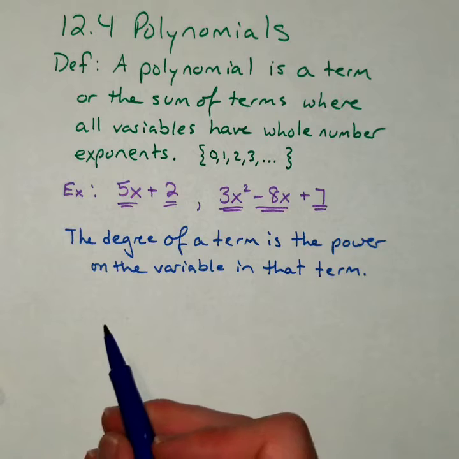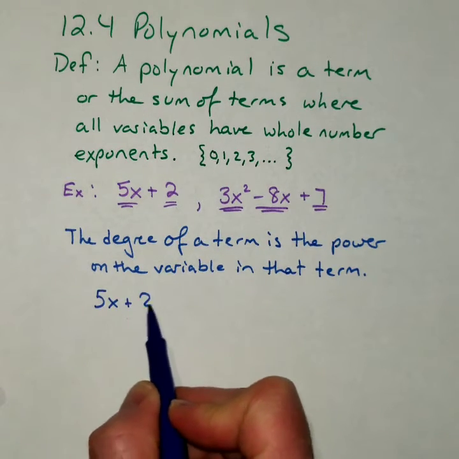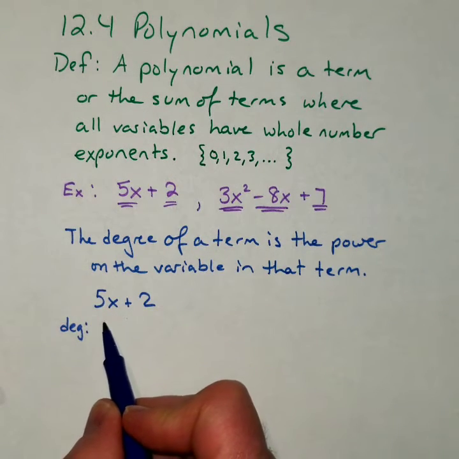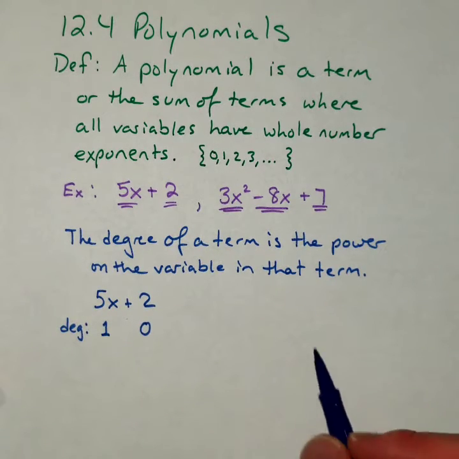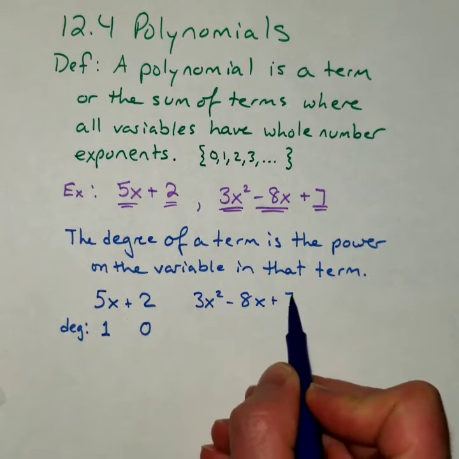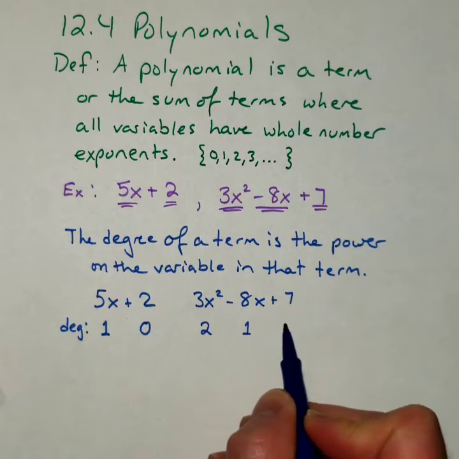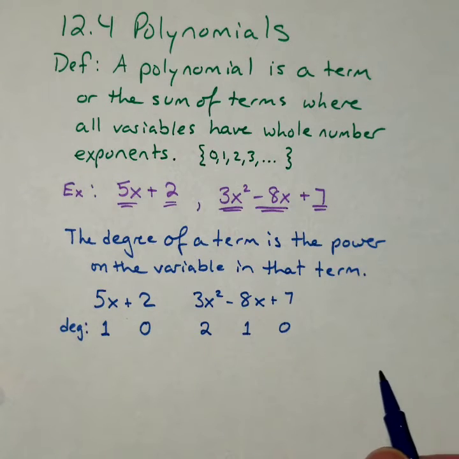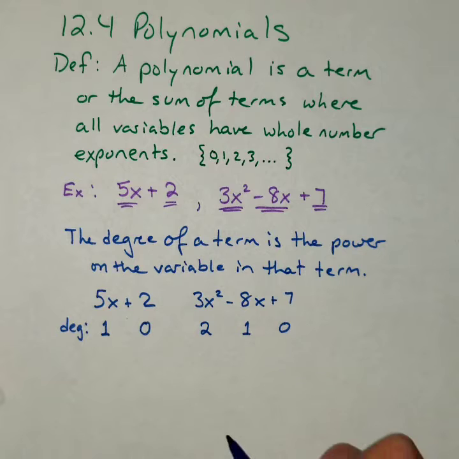So, for example, for 5x plus 2, the degrees are going to be 1 and 0 for the corresponding terms. For 3x squared minus 8x plus 7, the degrees are going to be 2, 1 and 0 respectively. Okay, so it's always the power on the variable. That's the degree.